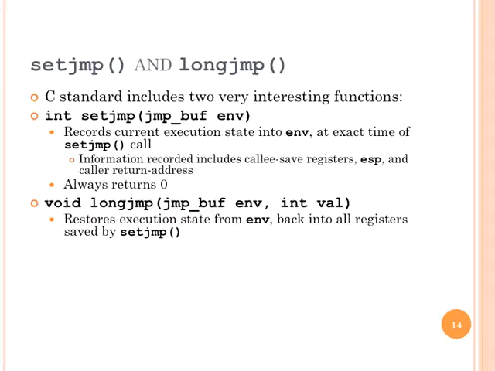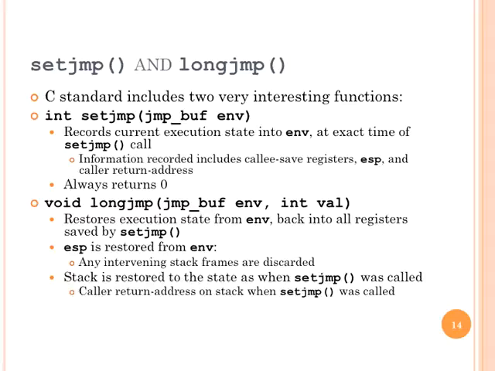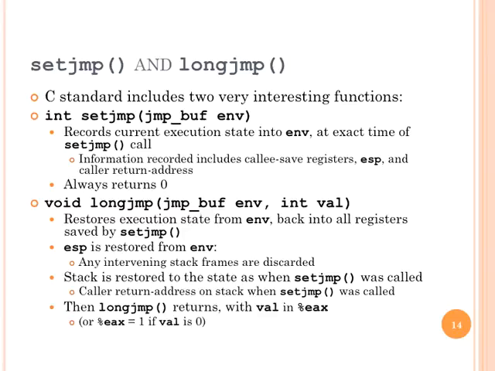It does all that stuff. And then it sets up the return value. Like I say, the ESP is restored from the environment, so that discards any intervening stack frames. And the stack is basically set up as if setjmp was the function being called. Like you see here, the caller return address is put back on the stack that setjmp saw. Then longjmp returns a non-zero value.